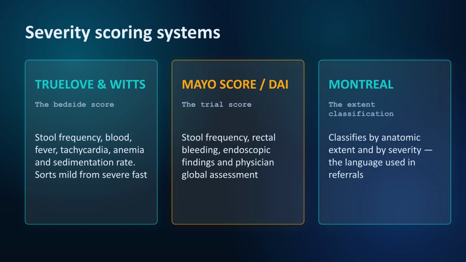And the Montreal classification describes anatomic extent alongside severity. That is the language you will see in gastroenterology referrals. Pick one and use it consistently. The value is in tracking the same score over time.